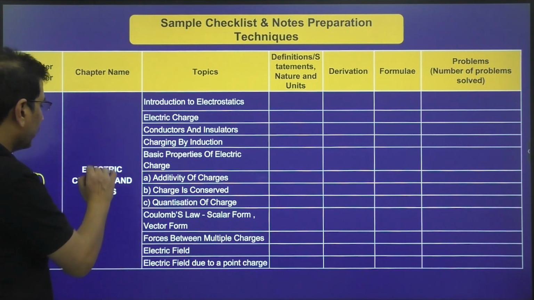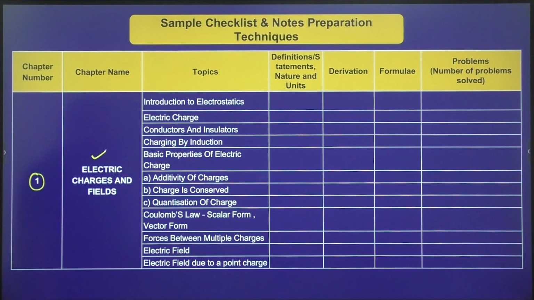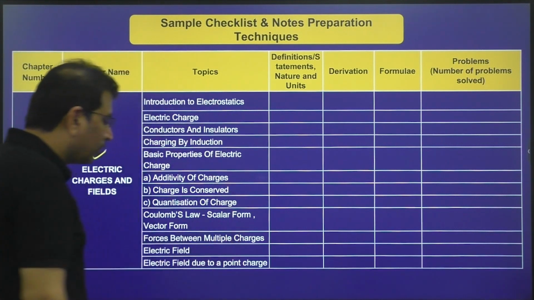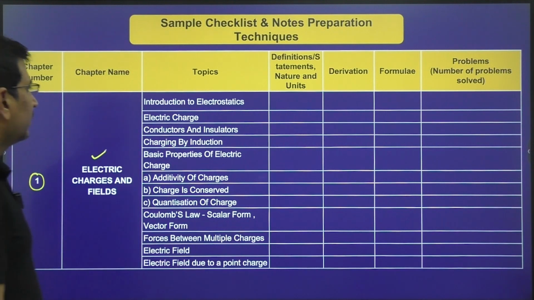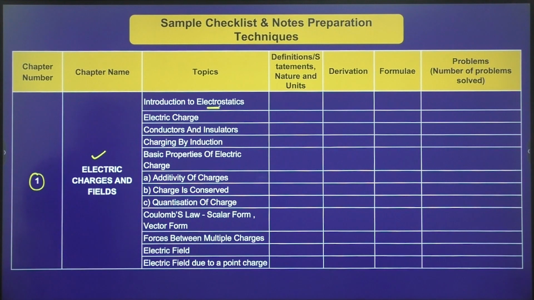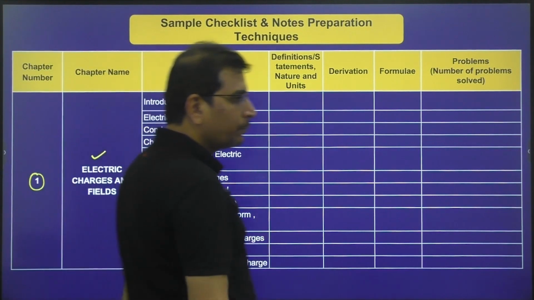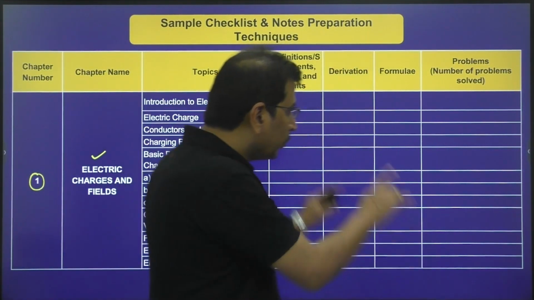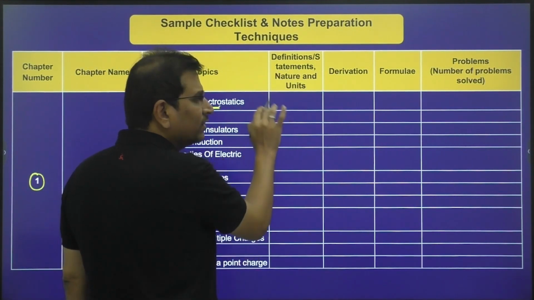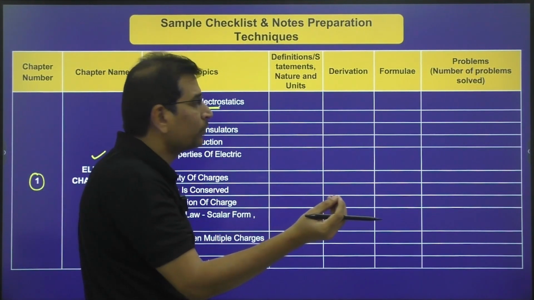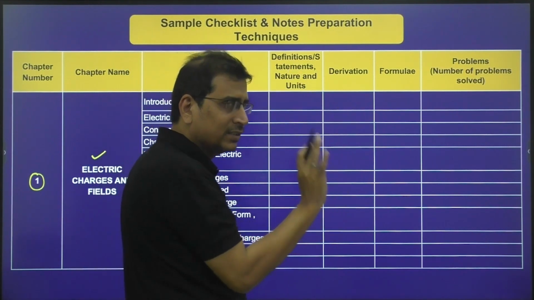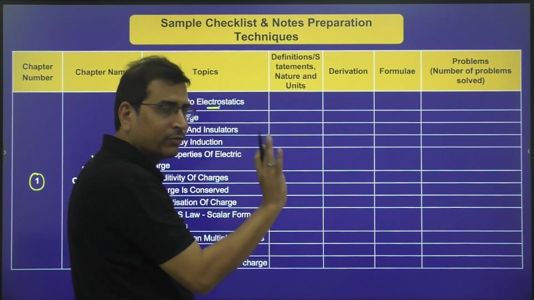So if you look at chapter 1, it is electric charges and fields. In this, these are some of the subtopics that we have, right? For example, if you have introduction to electrostatics, let's say you have completed this topic. Based on the topic, you need to have this checklist. When I say introduction to electrostatics, here you will have the definition of electrostatics. Maybe you don't have the nature and units, but you have completed the definition. Whatever is there with respect to this part, you have completed.